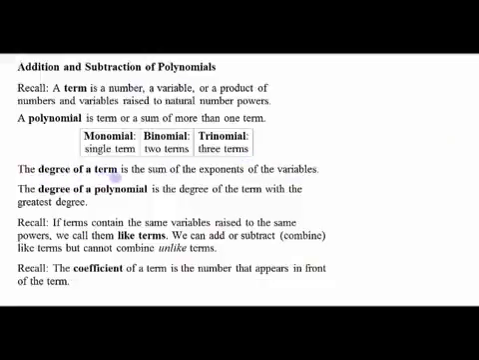The degree of a term is the sum of the exponents of the variables. The degree of the polynomial is the degree of the term with highest degree. Now recall, if terms contain the same variables raised to the same powers, we call them like terms. We can add or subtract, combining those like terms, but we cannot combine unlike terms. Recall, the coefficient of a term is the number that appears in front of the term.